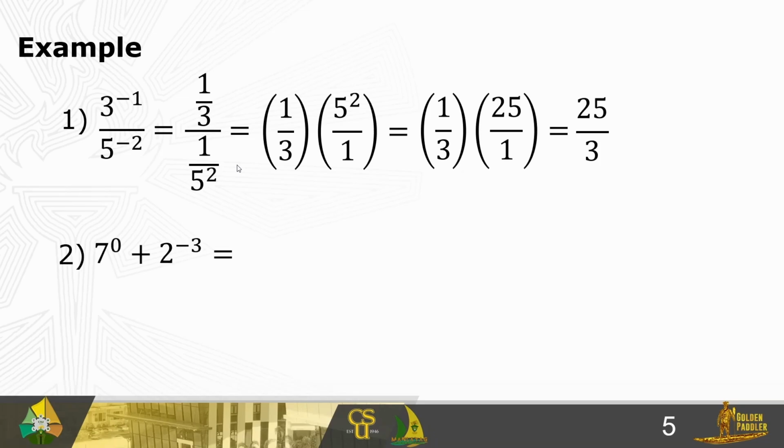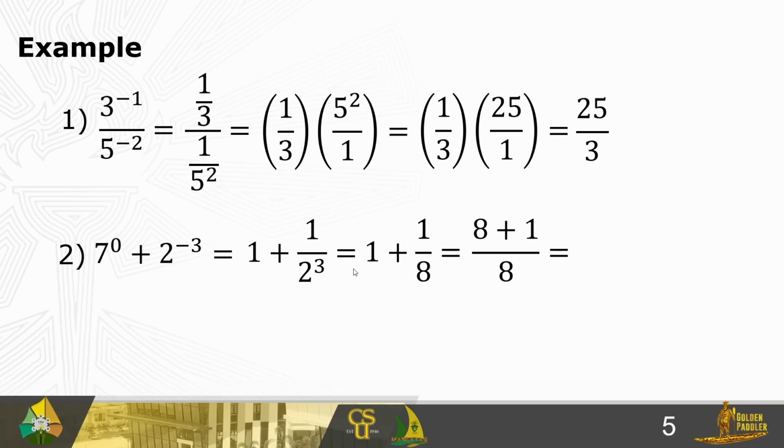Another example, 7 raised to the power of 0 plus 2 to the power of negative 3. Since 7 raised to the power of 0 is just equal to 1, and 2 to the power of negative 3 is just equal to 1 over 2 cubed, and 1 over 2 cubed is just equal to 1 over 8. Getting their LCD, which is equal to 8, we have 8 divided by 1 times 8 is just equal to 8, plus 8 divided by 8 is 1 times 1, so we have plus 1. And 8 plus 1 is just equal to 9, so we have 9 over 8.